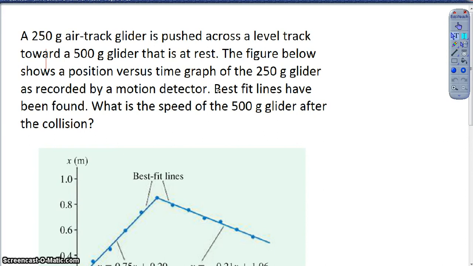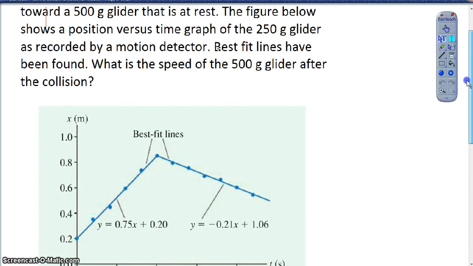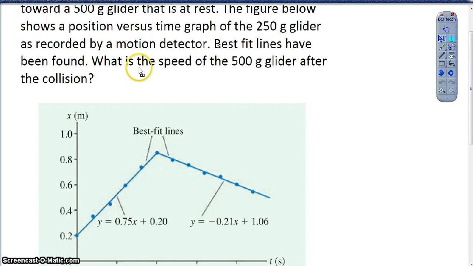So then last two examples are basic conservation of momentum examples. Example 3 here is a nice way of intertwining some graphs with momentum as well. So we've got a 250-gram air track glider. It's pushed across a level track and it collides with a 500-gram glider that is initially at rest. The figure below shows a position versus time of the 250-gram glider, and then best line fits have been shown. What is the speed of the 500-gram glider after the collision?